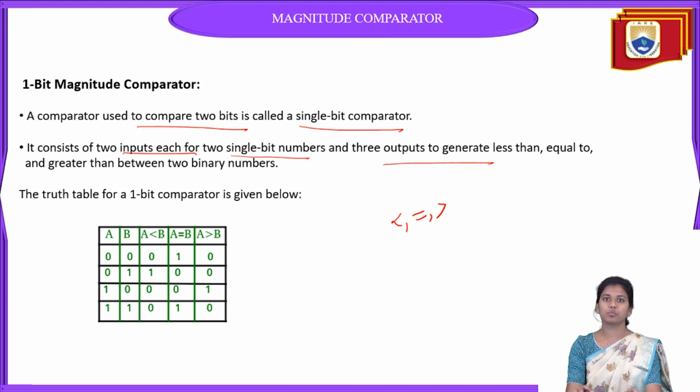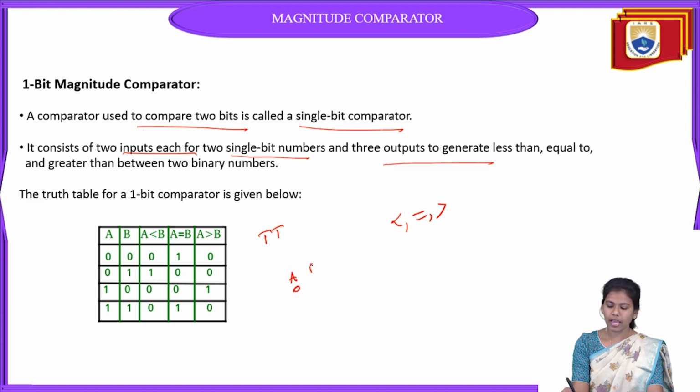And the truth table of this 1-bit comparator is here. In this truth table, we have A and B and the conditions: A less than B, A equals B, and A greater than B. When the input is 0, 0, my input A is 0 and B is 0. So the condition I observe is A equals B. A equals B is 1. It is not A less than B, and not A greater than B, but A equals B, because both A and B are 0.